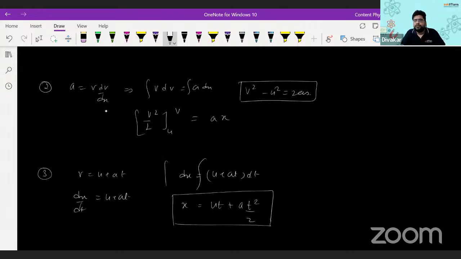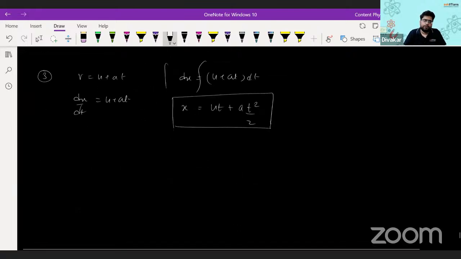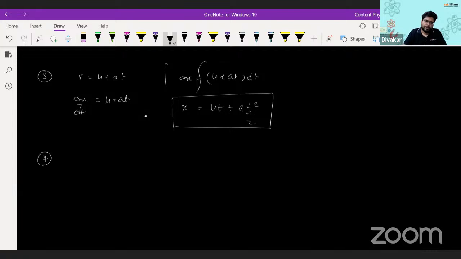Are we limited to these equations of motion? No. There are some more, and I'll tell you that as well. So the fourth equation of motion that you have is, let's say you have this as displacement. Here I'm calling x as displacement. In some textbooks, you will find s as displacement. So just remember the context.